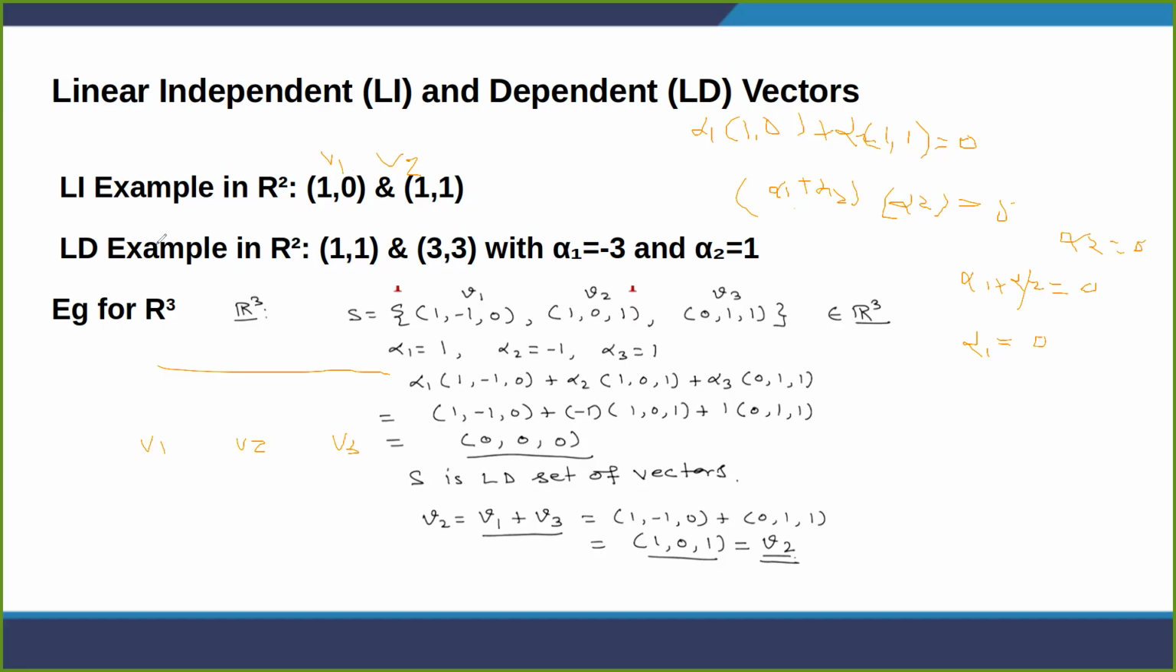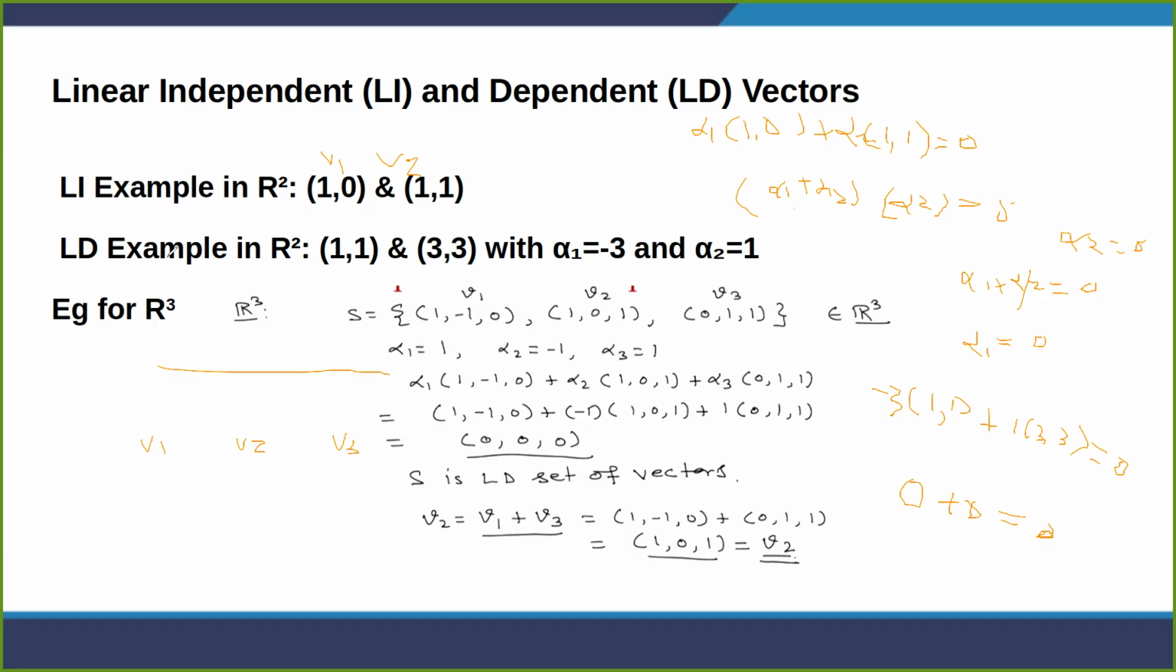Then we can see linear dependence in (1, 1) and (3, 3). If we take alpha 1 as minus 3 and alpha 2 as 1, what result do we get? Minus 3 of (1, 1) plus 1 of (3, 3) equals 0. Minus 3 plus 3 is 0, and the second component, minus 3 plus 3, is also 0. So we get 0, but the alphas are not 0. They are values like minus 3 and 1. So this is linearly dependent.